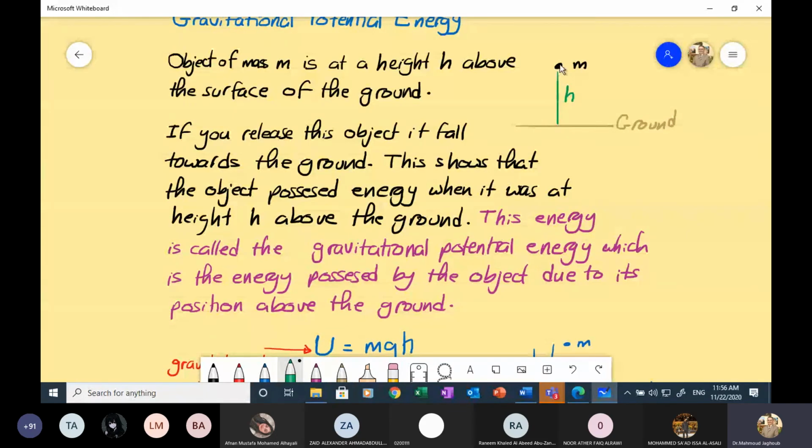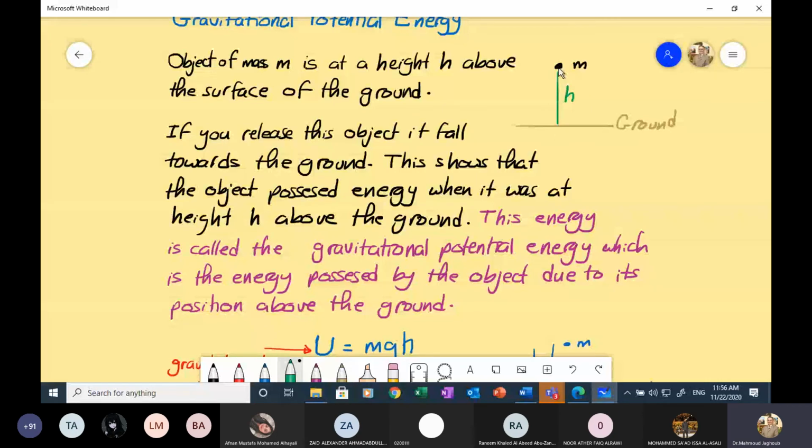Now if you release this mass, شو يعني release it? يعني نتركها. And the word release always means dropping from rest. What happens to this mass? In which direction does it move? في أي اتجاه تتحرك؟ Downwards. Yes, it will move downwards, towards the ground.